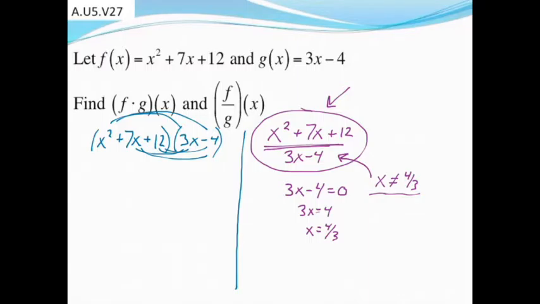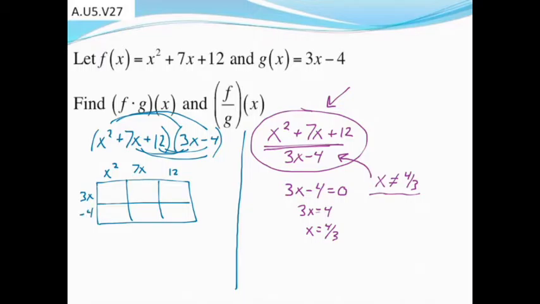Or what I like to do, no surprise here if you've watched my other videos, is multiply using the box method. So I'm going to start with a 2x3 box, and I'm going to write my terms outside the box that I want to multiply together. So x squared, 7x, and 12. And I want to multiply that by a 3x and a -4.